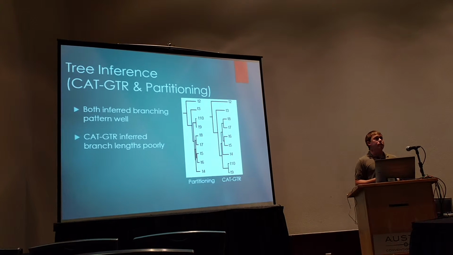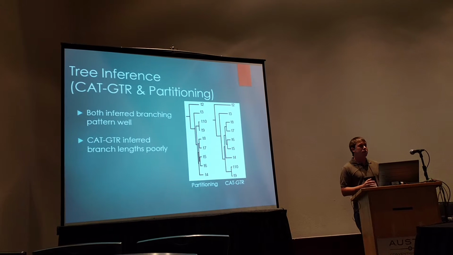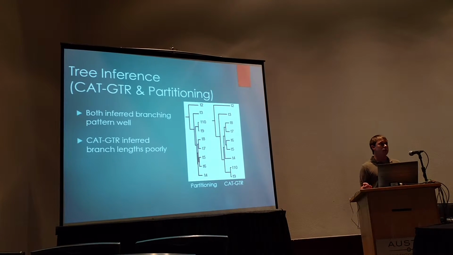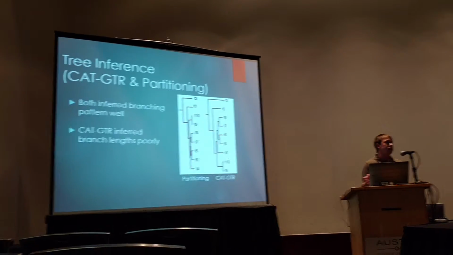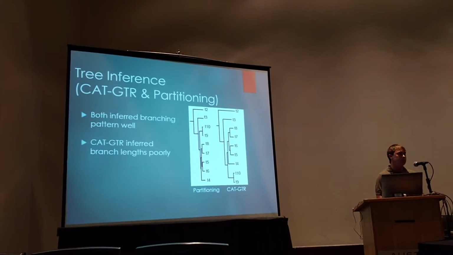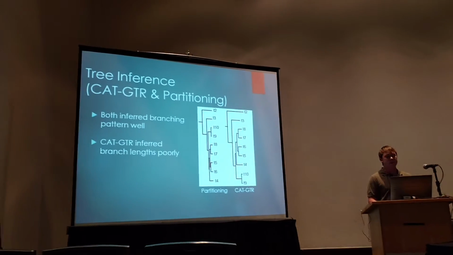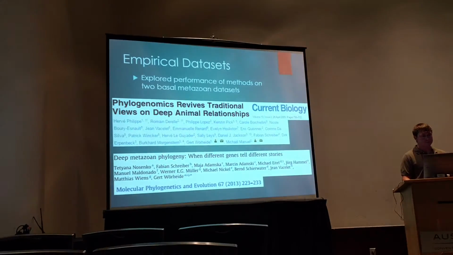In contrast, when it actually came to inferring the correct tree, CAT-GTR and partitioning did rather well, and similarly. But generally, CAT-GTR inferred worse branch lengths than when using partitioning. And I'll get at why that might be the case in a moment.